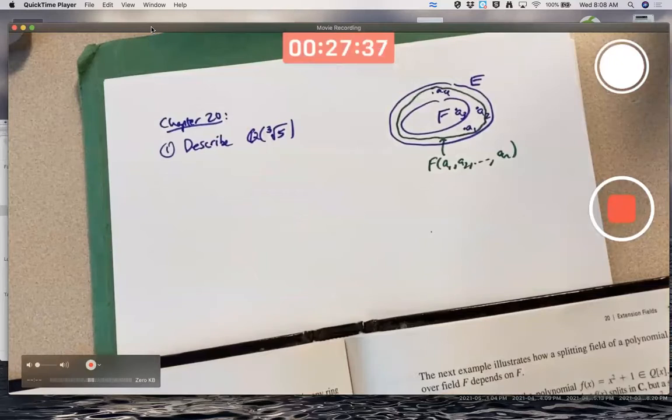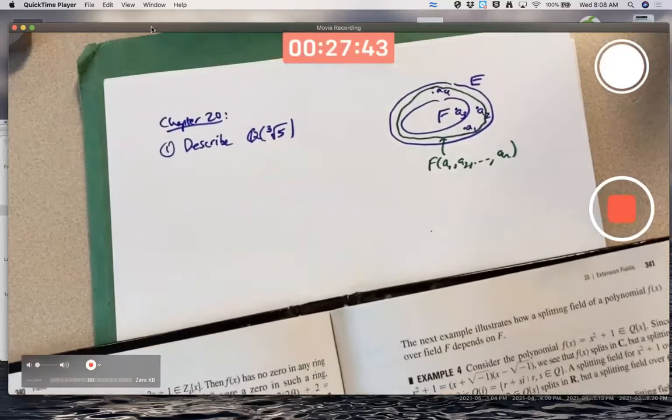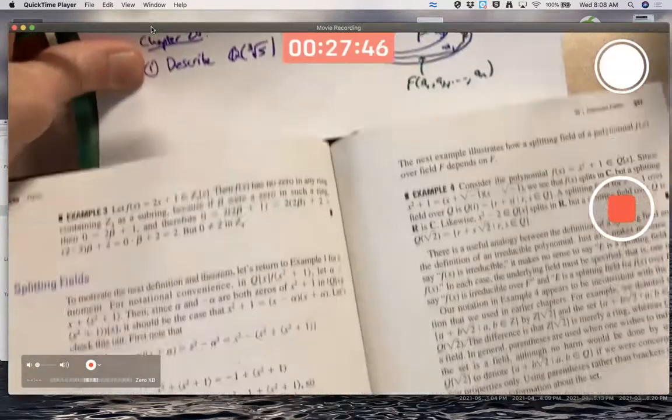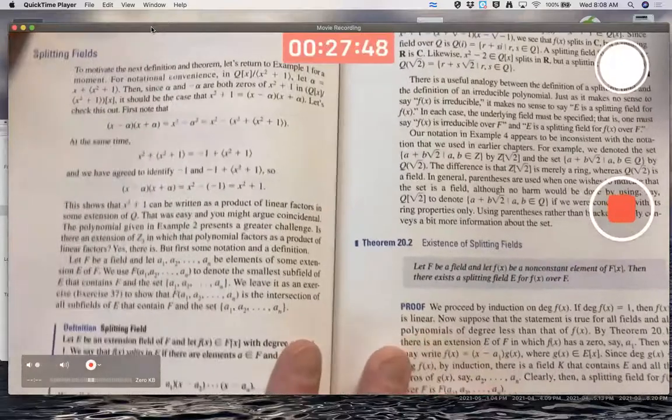That's what the notation means. Hard to get your mind around that. It also leads into the definition of a splitting field.